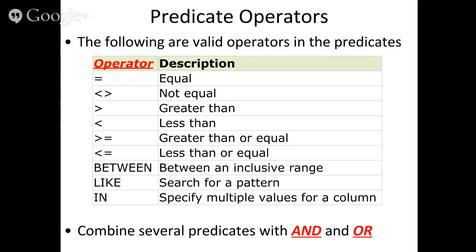Or if I have a set of values, is that particular value in that set? So you can compare against several values at the same time. Or is it like, is it pattern matching against a string? And then you can combine all these predicates with ands and ors into a larger Boolean expression.